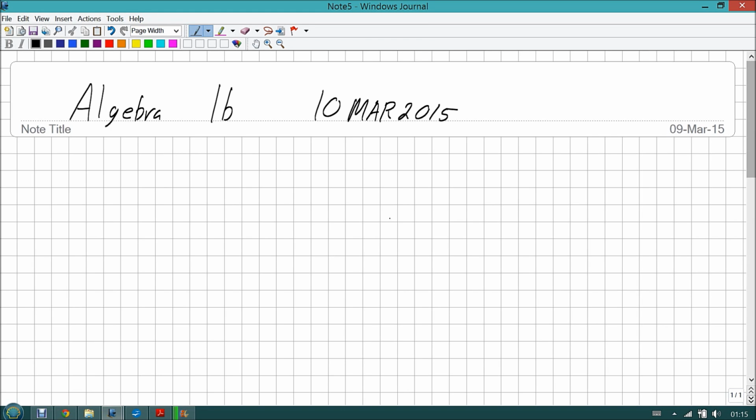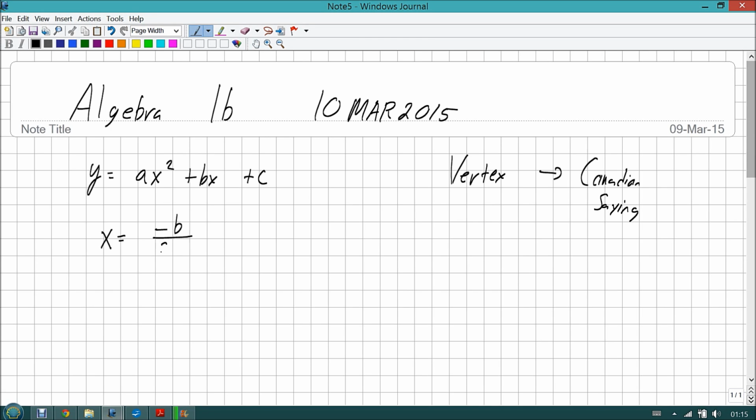Today we're going to be looking at finding the vertex of a parabola in more detail. So previously we've looked at y is equal to ax squared plus bx plus c. And what we need to be able to do to graph these is find the vertex and then use the Canadian saying. Now, to find the vertex, we first said x is equal to negative b over 2a, and then from there we would plug that in to find our y-coordinate.